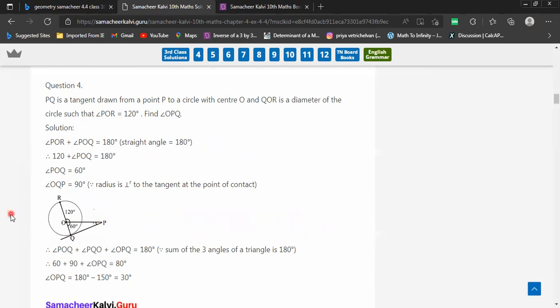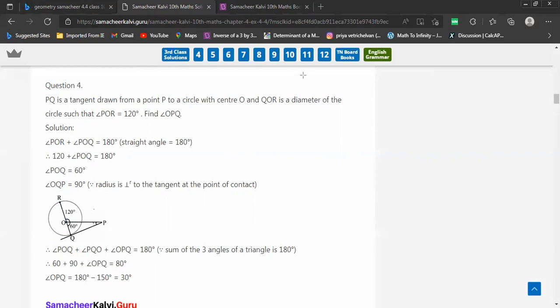We are going to use some basic properties of triangle over here. So we can say angle POR 120 degree and angle POQ is 60 degree equal to 180 degree. It's not because of 120 and 60. You would be able to see a straight line here. Straight angle contains 180 degree, isn't it? So you can say POR plus POQ is equal to 180.